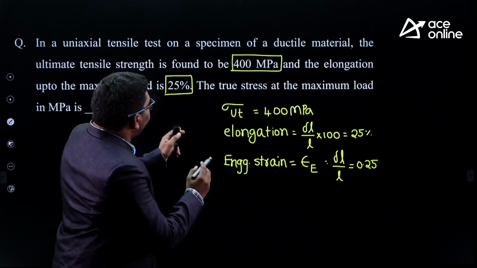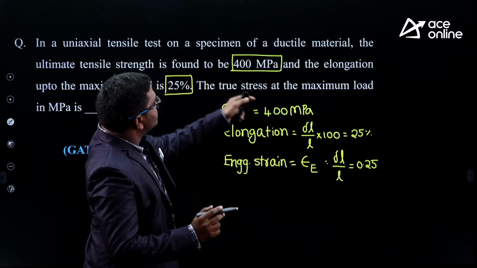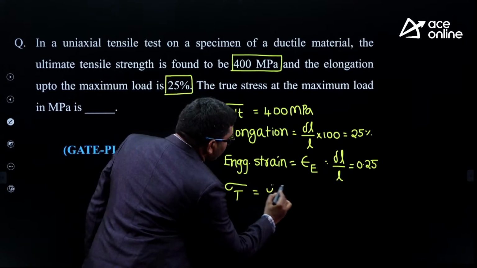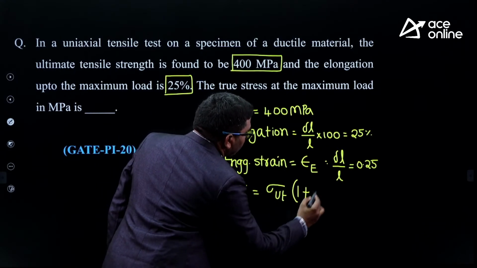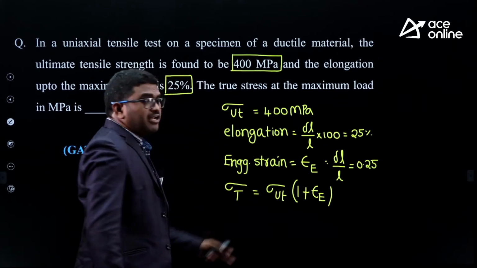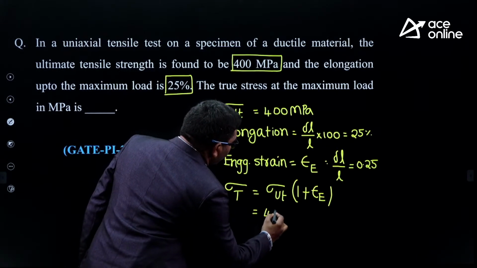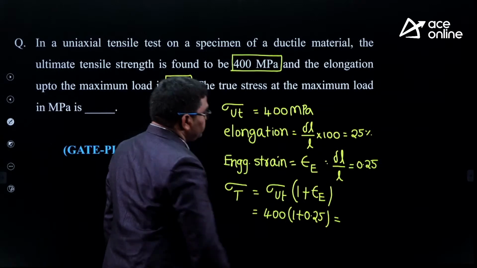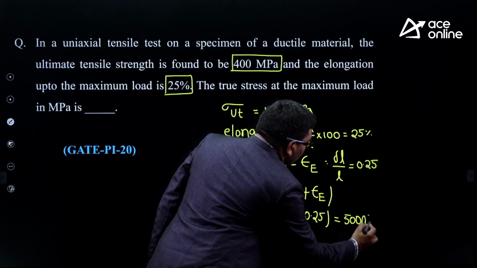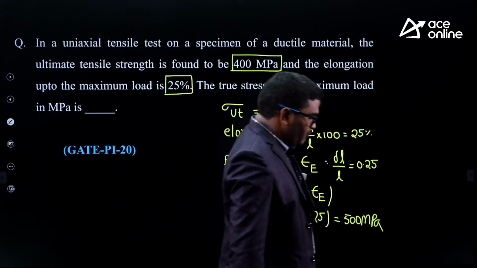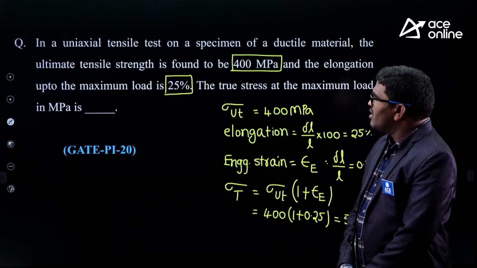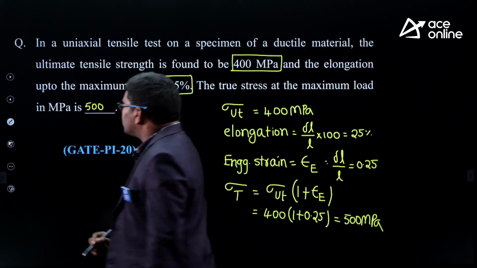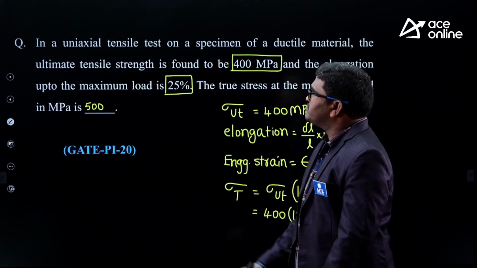Now what are they asking? True stress at the maximum load. So true stress sigma T at maximum load is sigma UT into 1 plus epsilon E. This is a basic standard formula. Now 400 into 1 plus 0.25, that is 400 into 1.25, that you will get the exact value, that is 500 megapascal. This type of questions they will ask you for your exam. This is actually a material properties and testing question.